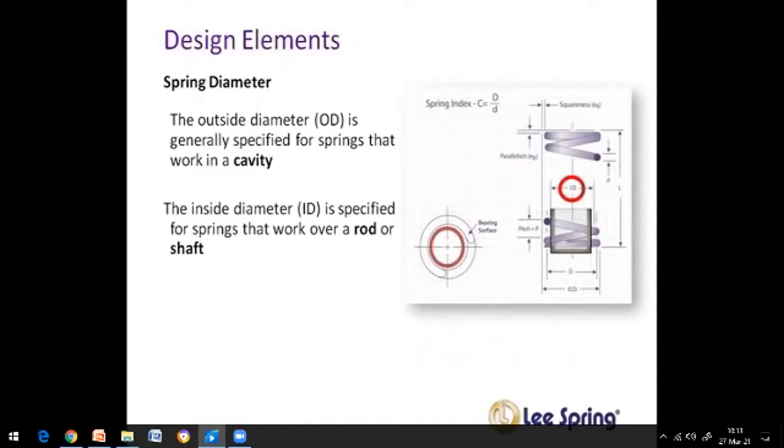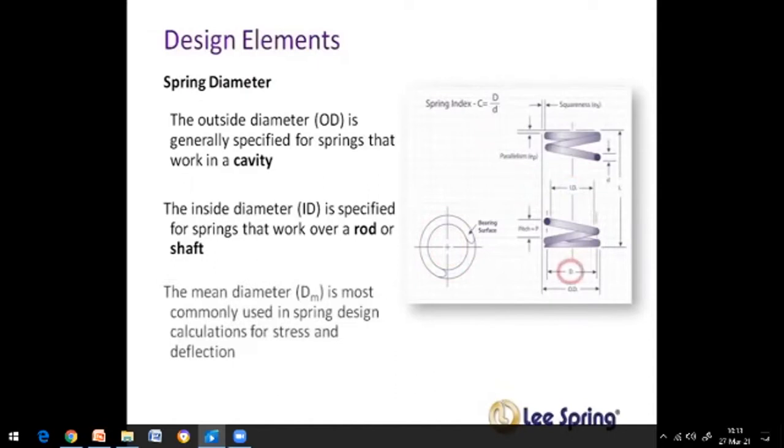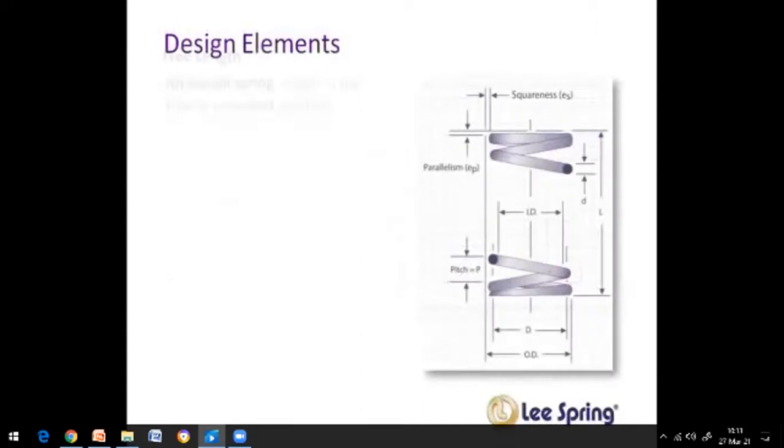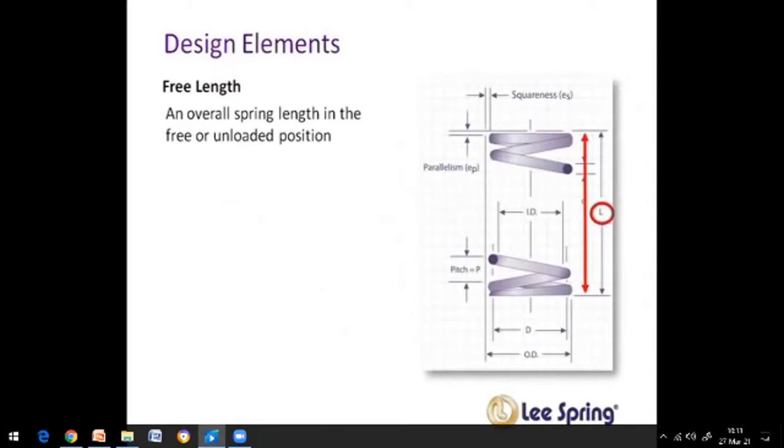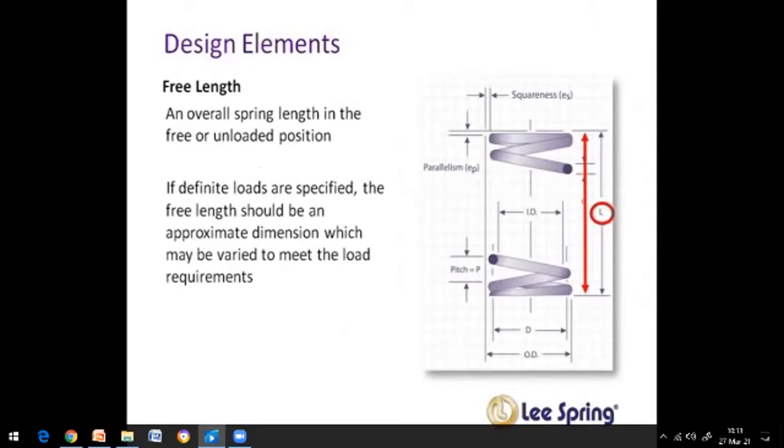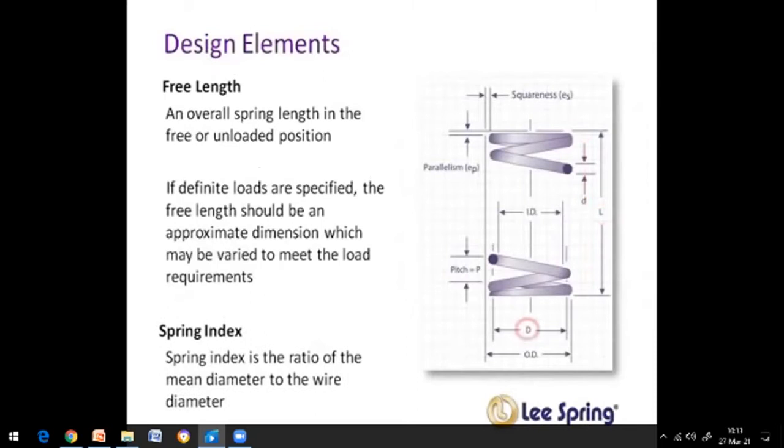The next type of diameter is the mean diameter, which is most often used for calculations for stress and deflection. Free length is the overall spring length in the free or unloaded position. If definite loads are specified, the free length should be an approximate dimension, which may be varied to meet the load requirements. Spring index is defined as the ratio of the mean diameter to the wire diameter.